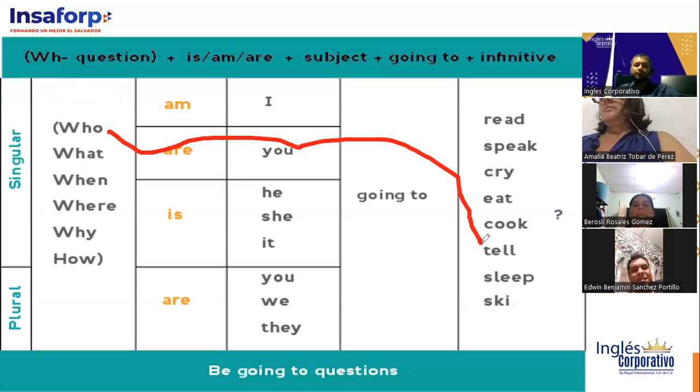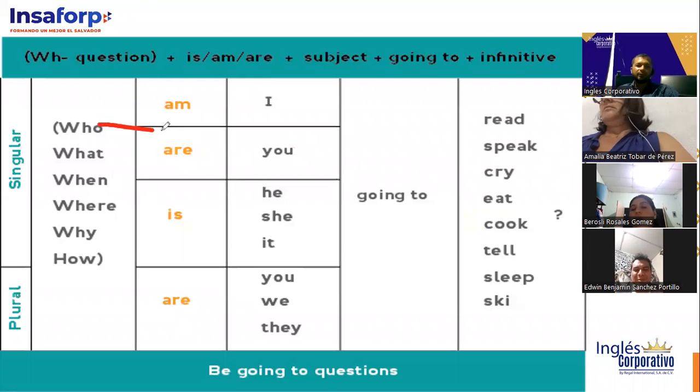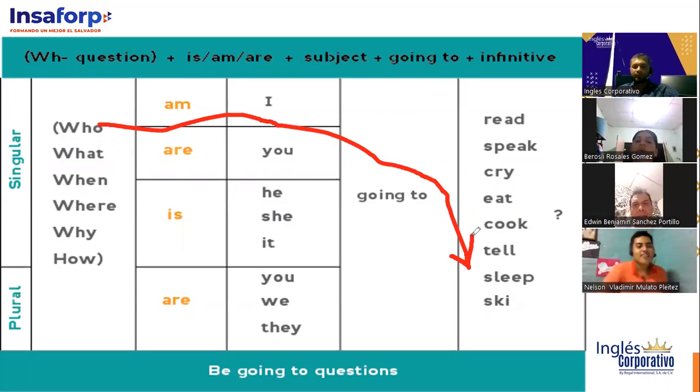Edwin, who are you going to tell the secret? The secret, no sé qué es, teacher. ¿Me habla de secreto? No. Yes. Correct. ¿Quién le puedo? No, me quedé en blanco, teacher. I don't know. Nelson, who are you going to tell your secret? Great. My secret is... I'm going to tell my secret. Igual me quedé.